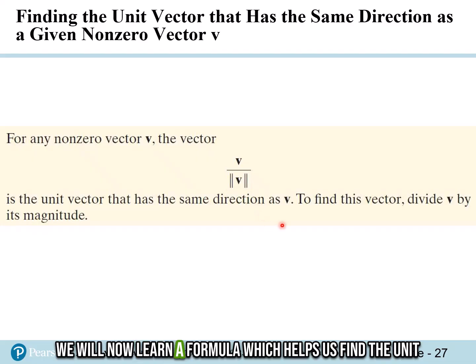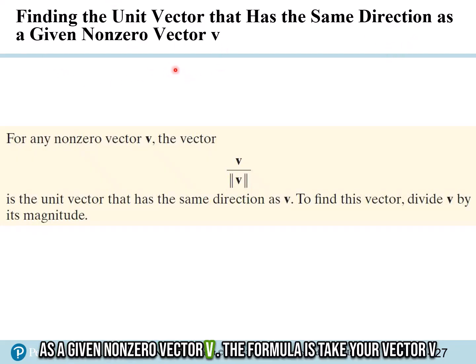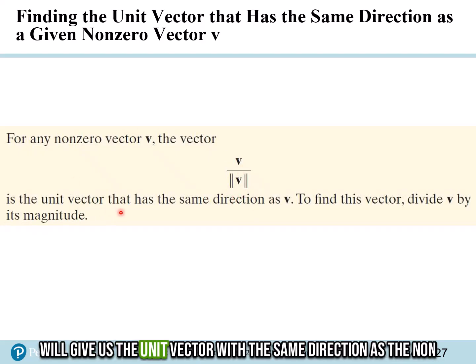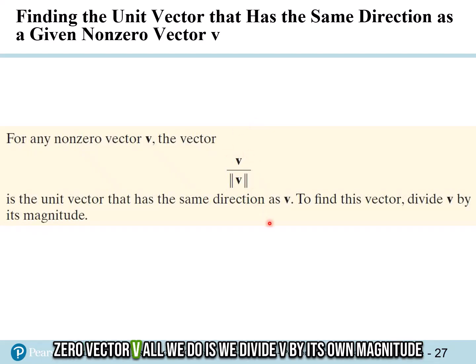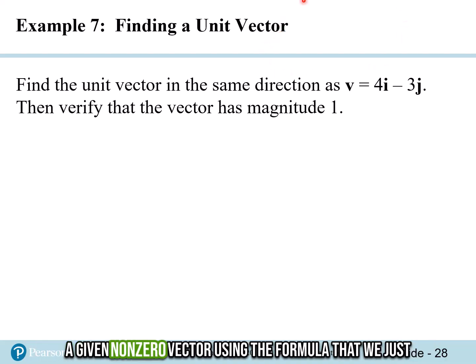We will now learn a formula which helps us find the unit vector that has the same direction as a given non-zero vector v. The formula is take your vector v and divide it by its magnitude. So v divided by the magnitude of v will give us the unit vector with the same direction as the non-zero vector v. All we do is we divide v by its own magnitude. We will now work through an example to find a unit vector for a given non-zero vector using the formula that we just learned.